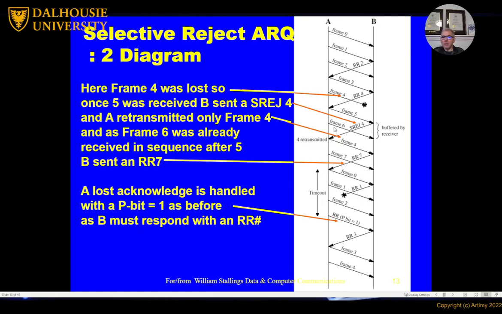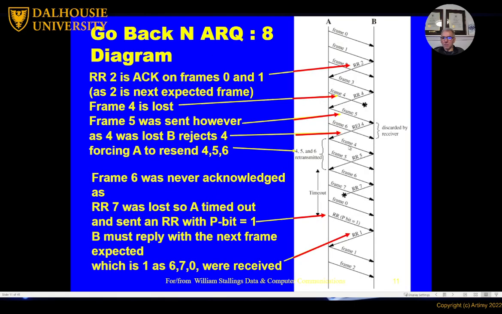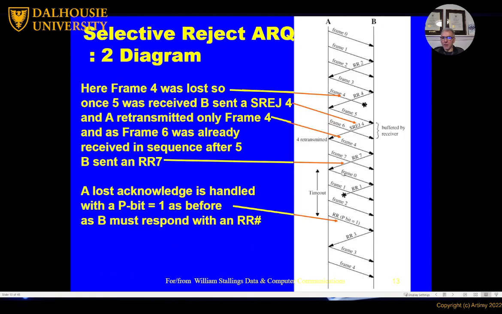Here, A does not send or resend all the frames again. No, it sends only frame 4, and then it will continue with the sequence, frame 7, frame 0 as usual, right? So it's better, because if you compare this one, I sent 4, 5, 6, and then I sent 4, 5, 6 again. So I wasted bandwidth resending frames. Here, I didn't waste any bandwidth. I retransmitted 4 and then continued with my normal sequence 7, 0, 1, 2, and so on.